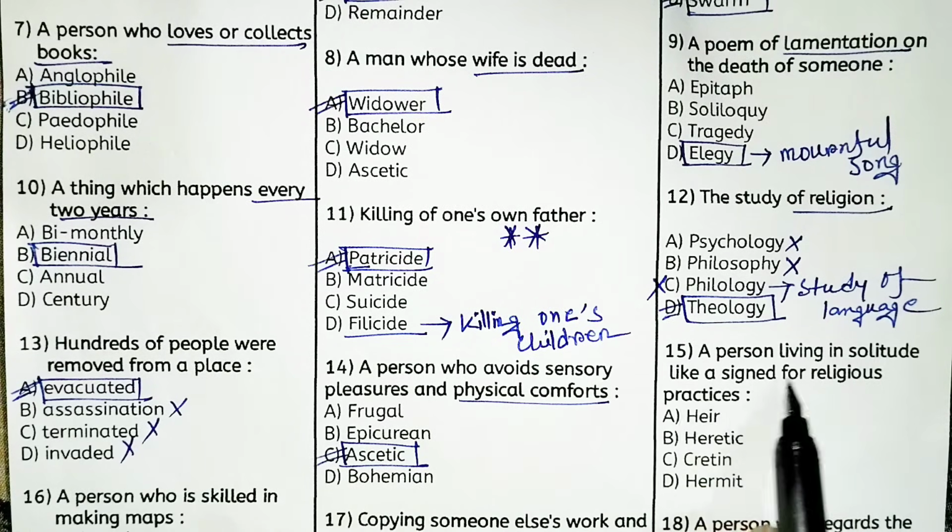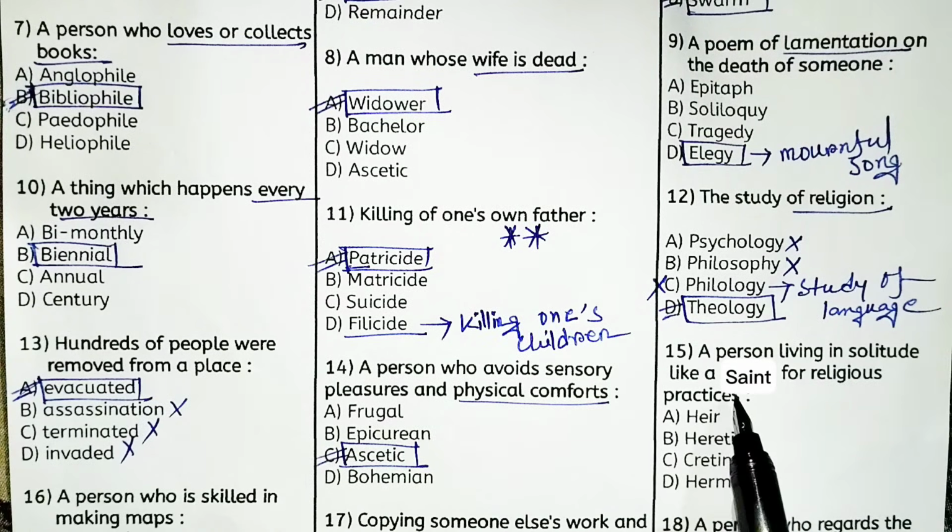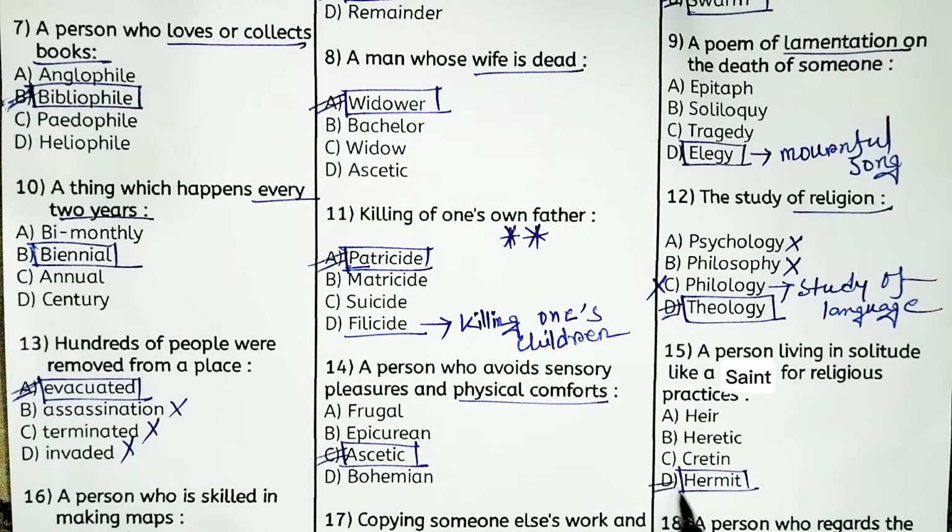Next, a person living in solitude, like a saint, for religious practices. Look at the options. Option A, heir. Option B, heretic. Option C, cretin. Or option D, hermit. So the right answer is option D, hermit.